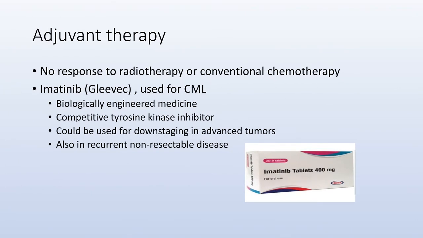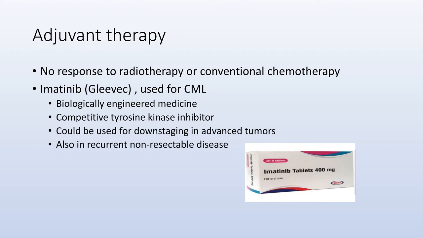And now we go to the adjuvant treatment. In the past, everything was tried for these tumors, like conventional chemotherapy based on doxorubicin or oxaliplatin. The response was minimal and insignificant. The same thing for radiotherapy. There was no response until the drug called Imatinib, also called Gleevec. You can see here the Imatinib tablet, 400 milligrams.